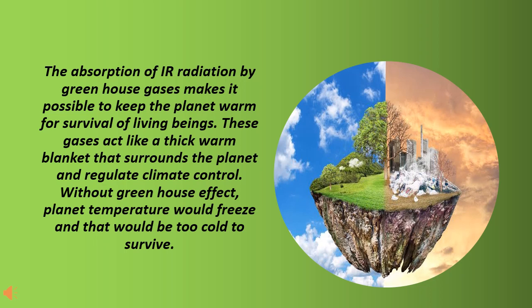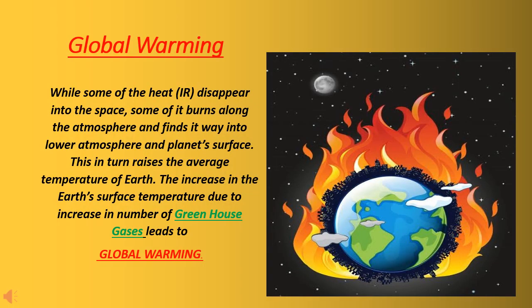These gases act like a thick warm blanket that surrounds the planet and regulate climate control. Without the greenhouse effect, the planet's temperature would freeze and it would be too cold to survive. Global warming. While some of the heat, infrared radiation, disappears into space, some of it bounces along the atmosphere and finds its way into the lower atmosphere and the planet's surface. This in turn raises the average temperature of the Earth.